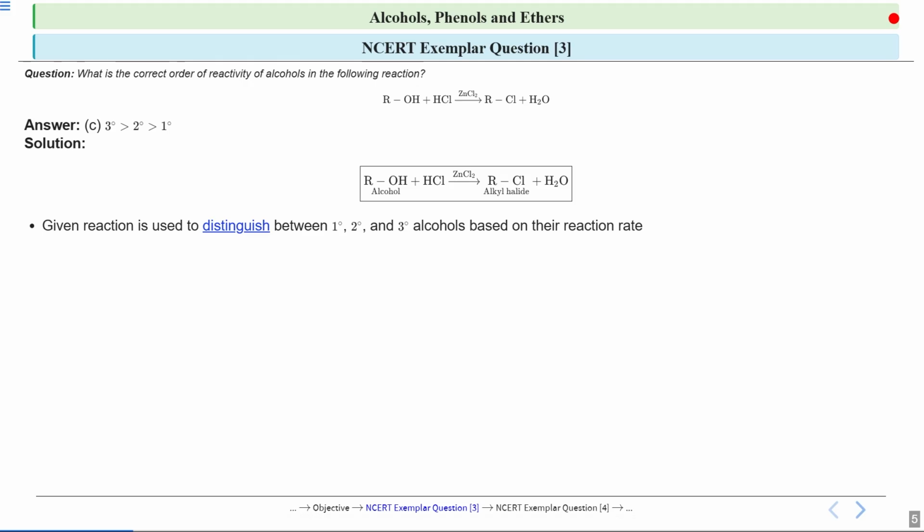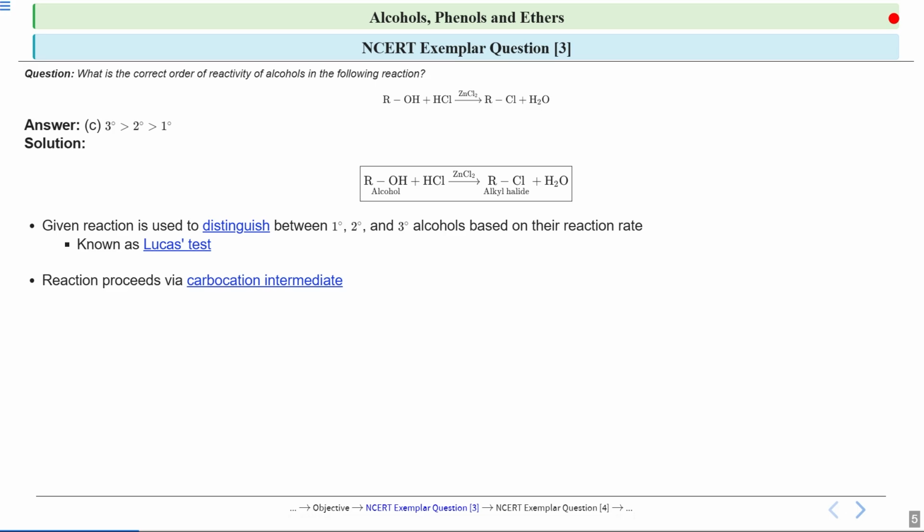Now this given reaction is used to distinguish between primary, secondary and tertiary alcohols, based on their reaction rates. This is a very famous test which we call the Lucas test. This test is named after Howard Lucas, who developed this particular method.